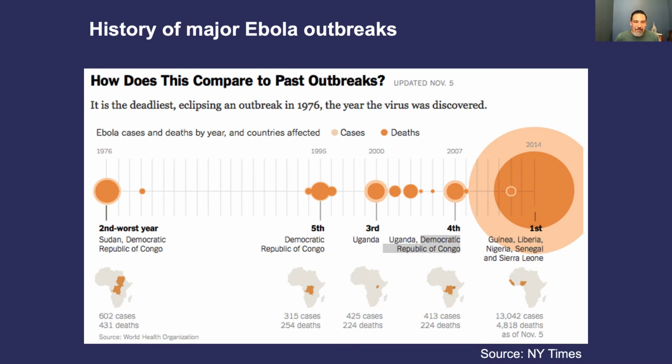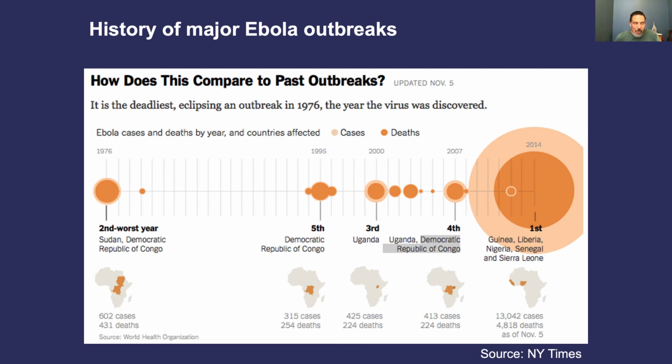This is a nice schematic, a nice graphic from the New York Times that sort of showed the history of Ebola outbreaks leading up to the large outbreak in West Africa in 2014. So going all the way back to 1976 with the outbreak of Ebola in Sudan and DRC Congo.